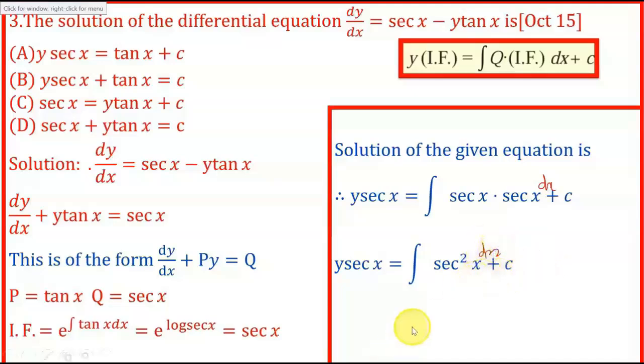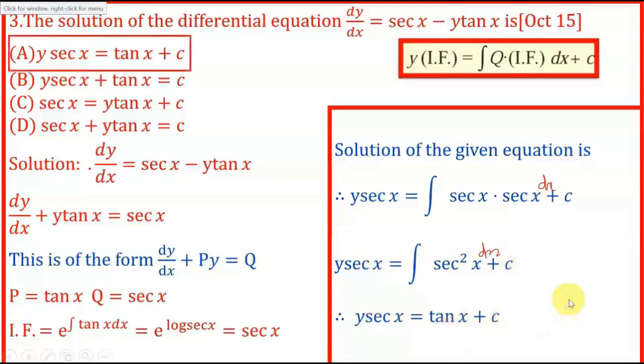Now the integral of sec square x is tan x. Therefore y sec x is equal to the integral of sec square x dx, which is tan x plus c, and hence this is the solution. Hence option A is correct here.